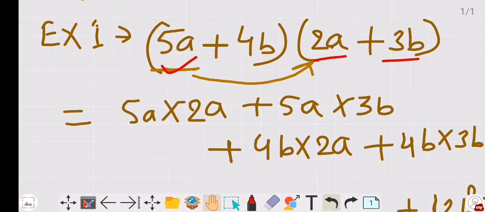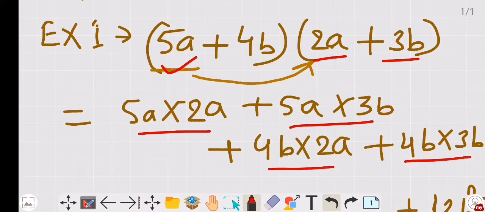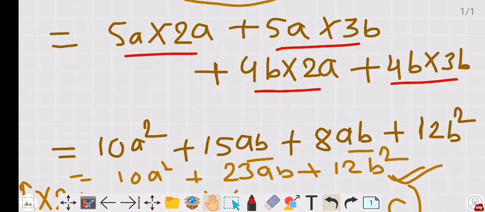I have followed the procedure, 5a into 2a and then 5a into 3b. I have written like that, 5a into 2a, 5a into 3b, and then 4b into 2a and 4b into 3b. Separately I have written everything. Then after solving, you can get the solution 10a square plus 15ab plus 8ab plus 12b square. As you see here, 15ab and 8ab both are like terms, so further you can solve like 10a square plus 15 plus 8, 23ab plus 12b square.